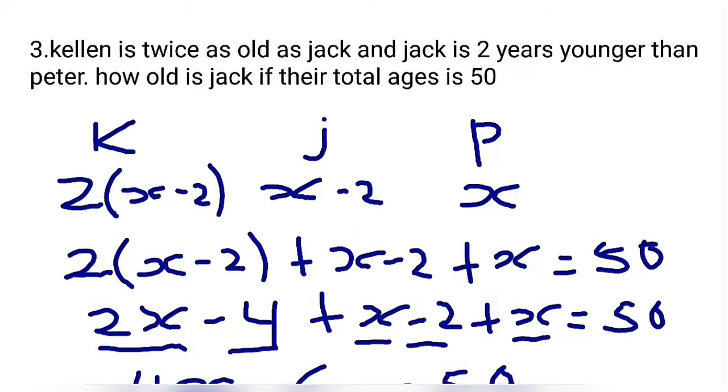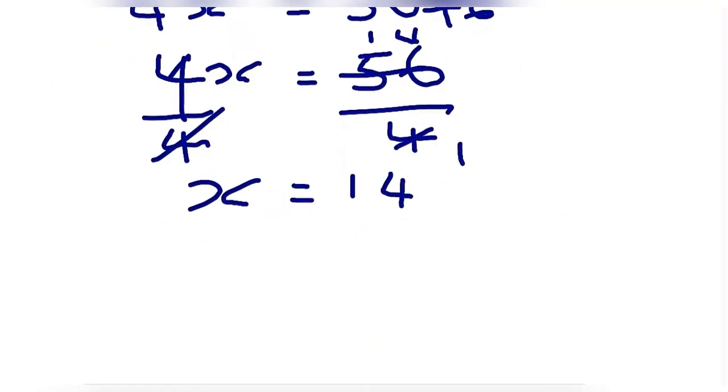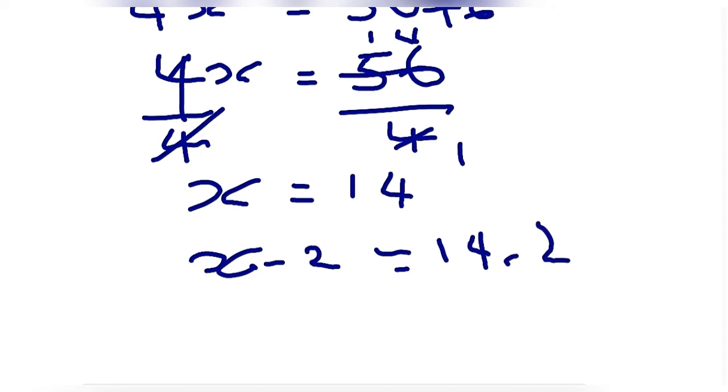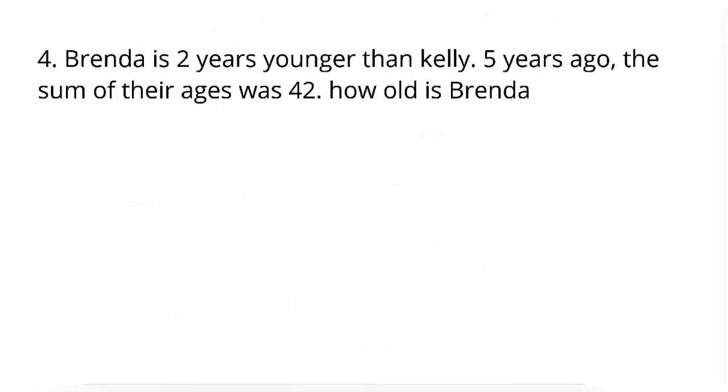Remember, Jack was x minus 2. So we have the value of x. We are going to remove 2 from it. That will give us x minus 2, which is now the same as 14 minus 2. And that will give us 12. That means that Jack is 12 years old.